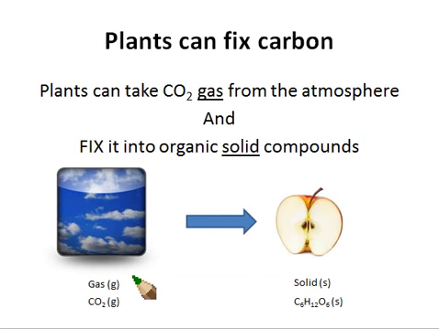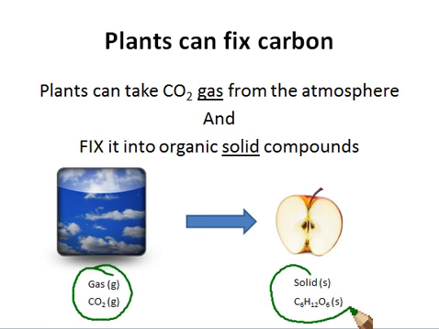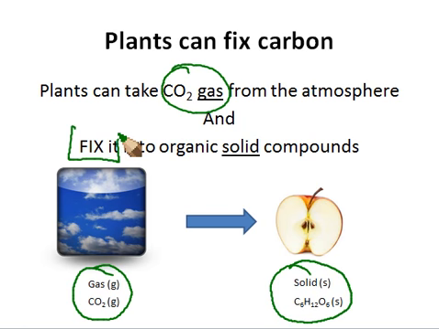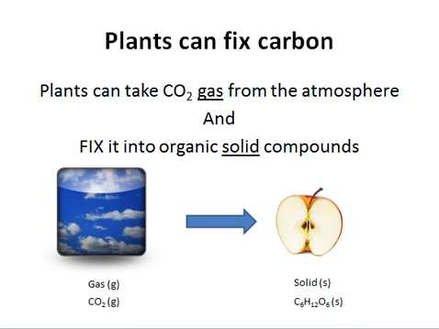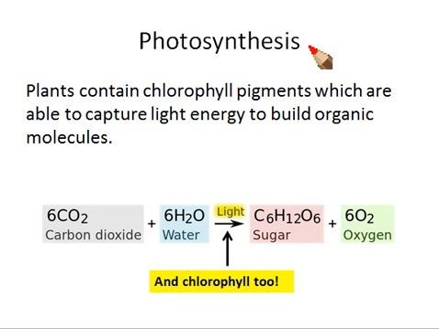So where did the mass come from? Well, the mass came from a gas, carbon dioxide. It was carbon dioxide which was added to the plant so that it gained in mass. So carbon dioxide taken from the atmosphere can be fixed. This is what is known as carbon fixation, where carbon in the gaseous form is converted to a solid. So photosynthesis is all about fixing carbon, carbon fixation.